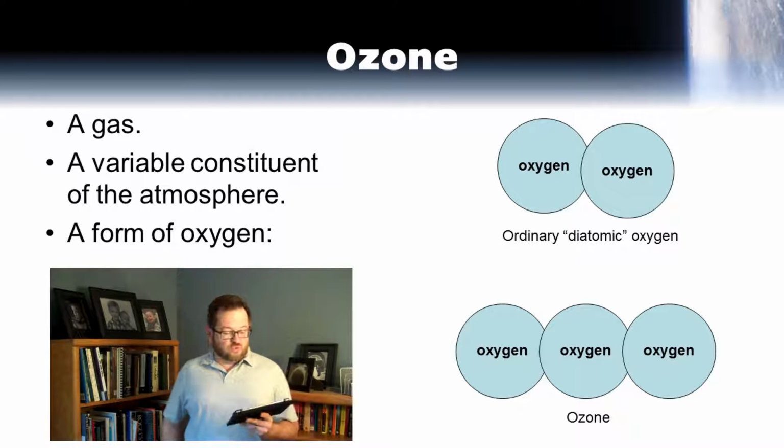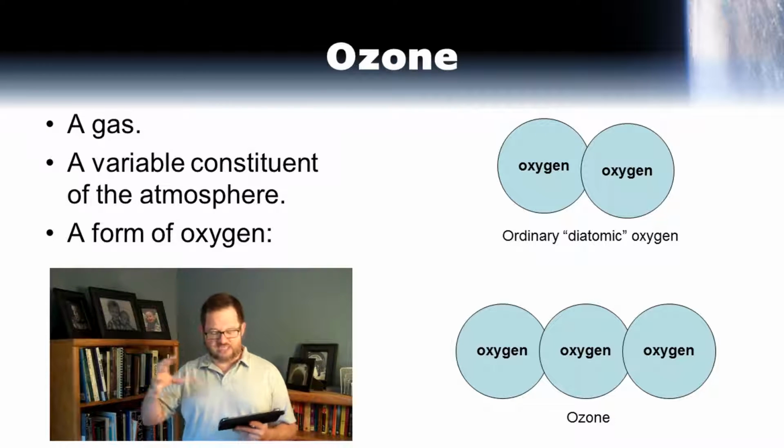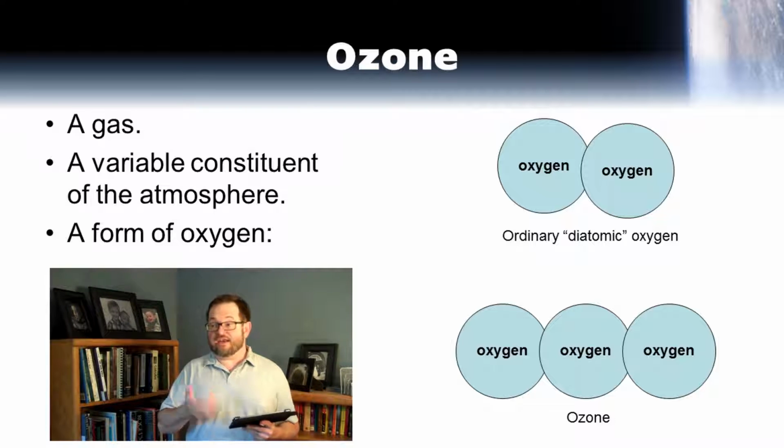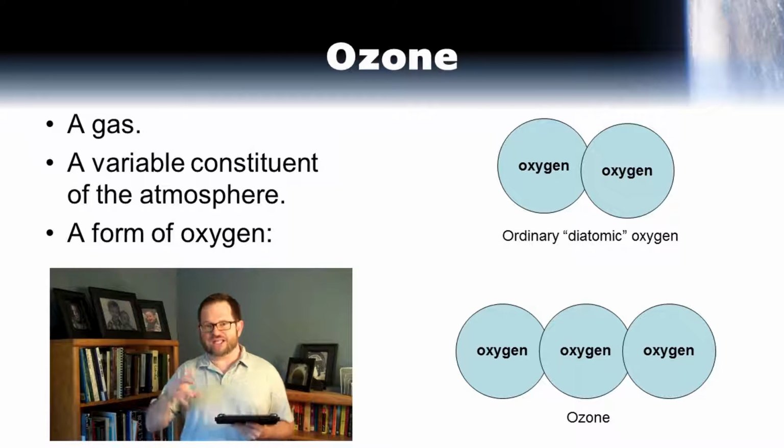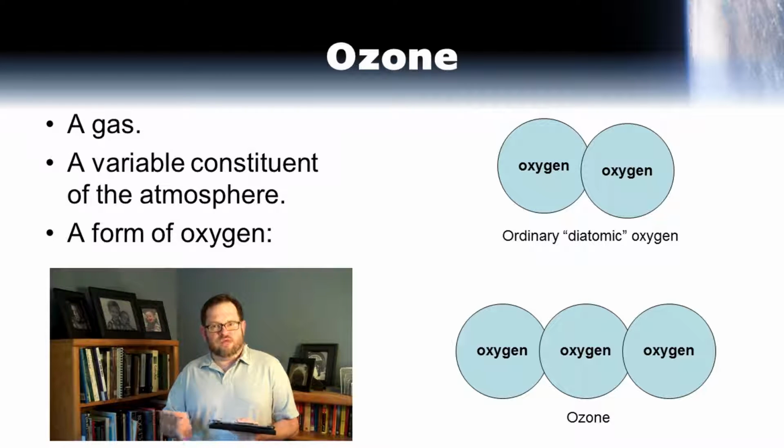As it happens, ozone is a form of oxygen. It is in fact O3, meaning that it is 3 oxygen atoms hooked together to make one ozone molecule. That's in contrast to the kind of oxygen that you and I need in order to breathe and so on. That's called diatomic oxygen. That's O2, 2 oxygen atoms chemically attached to each other. So we have O2 and we have O3.